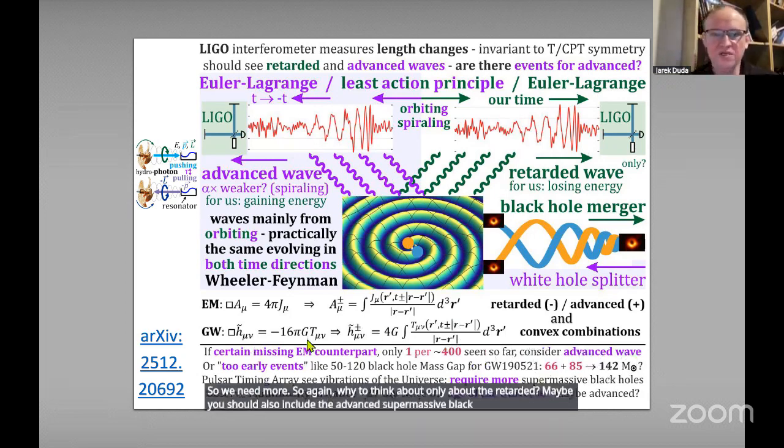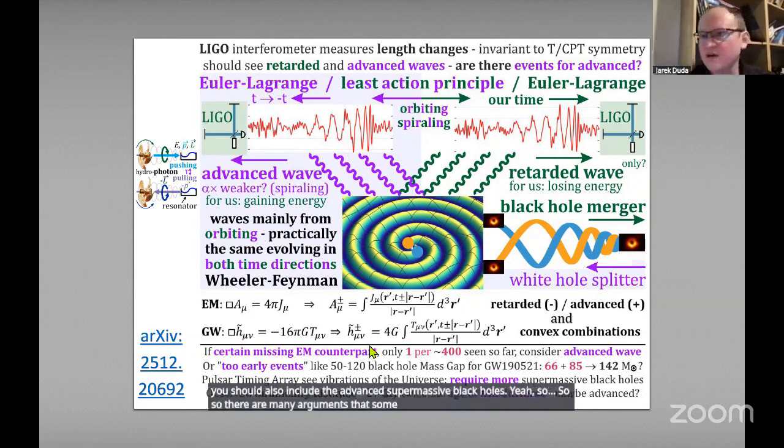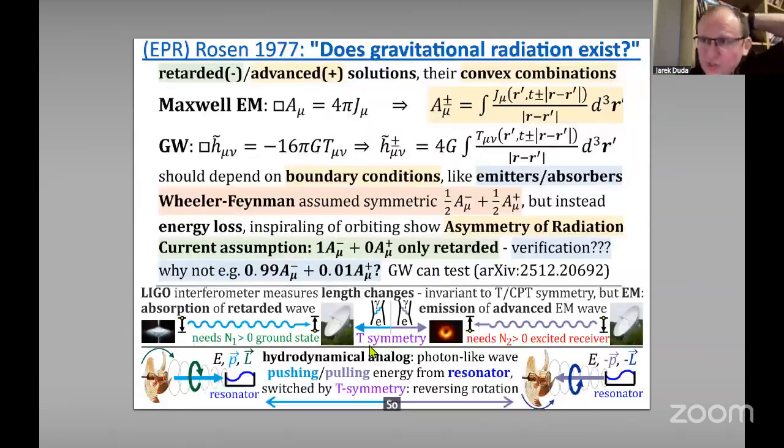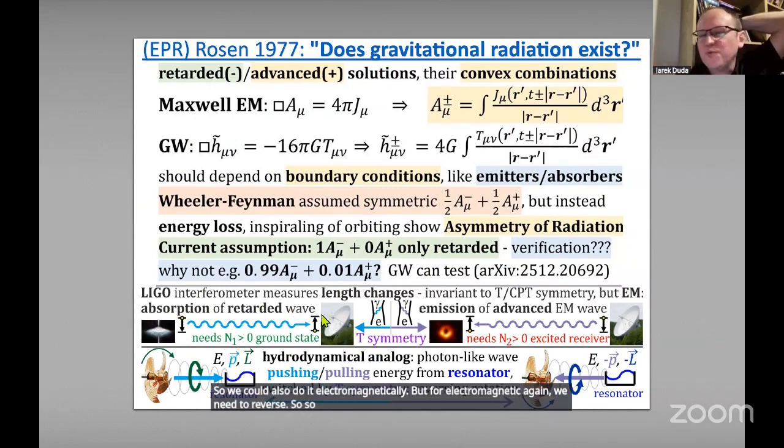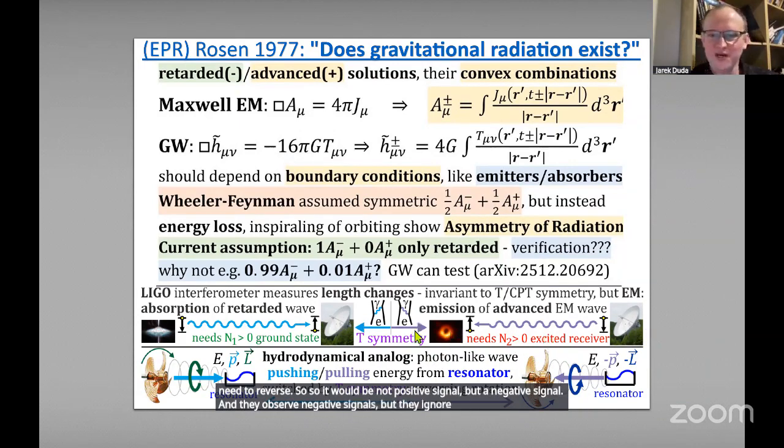So there are many arguments that some of the events observed by LIGO might not be retarded, as everybody assumes without any questions, but might be advanced, and I think it should finally be seriously tested. We could also do it electromagnetically, but for electromagnetic waves, again, we need to reverse. So it would not be a positive signal but a negative signal. They observe negative signals, but they ignore them for now.